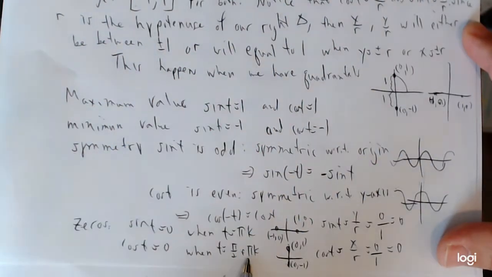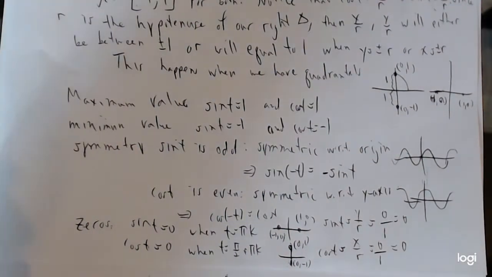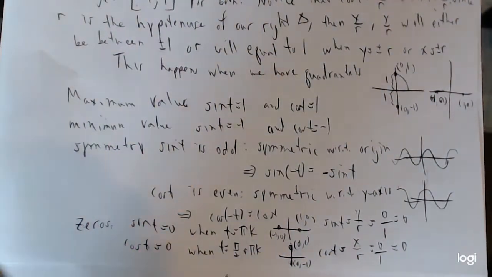Now, why do I keep adding pi? Because to go from here to here, that's a distance of pi, right? That's how we go there. So with that said, let's look at our first example.